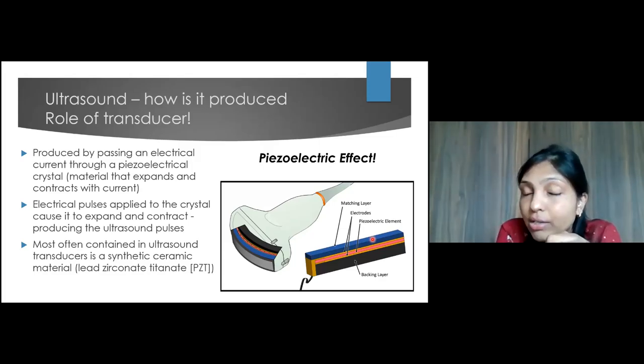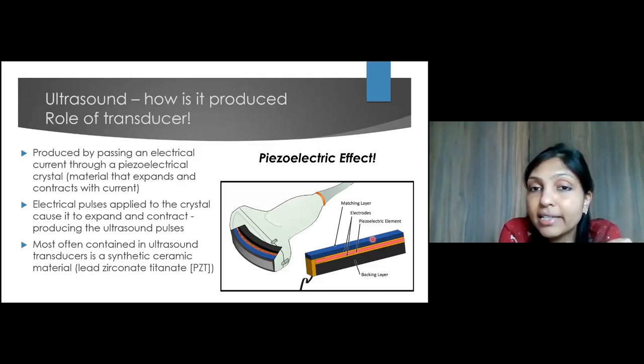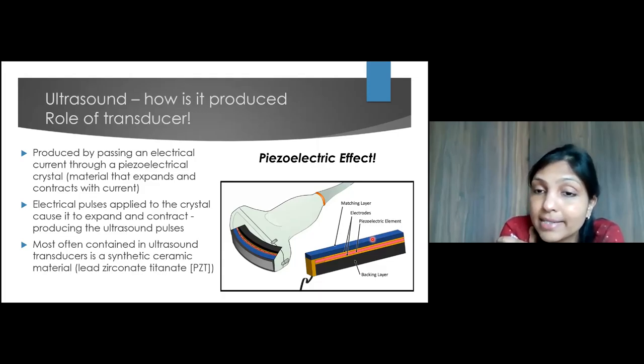So how are these ultrasound waves produced? So piezoelectric effect implies essentially that you can produce ultrasound waves by passing an electrical current or a signal through a specific material, which is called the piezoelectric material. The reason it is important to know, because this specific material is the one which actually expands and contracts with this electrical current being applied, and that travels as sound waves. So the most commonly used crystal that we're talking about, the piezoelectric crystal in the ultrasound transducers, is a synthetic ceramic material. Most often it is the lead zirconate titanate.